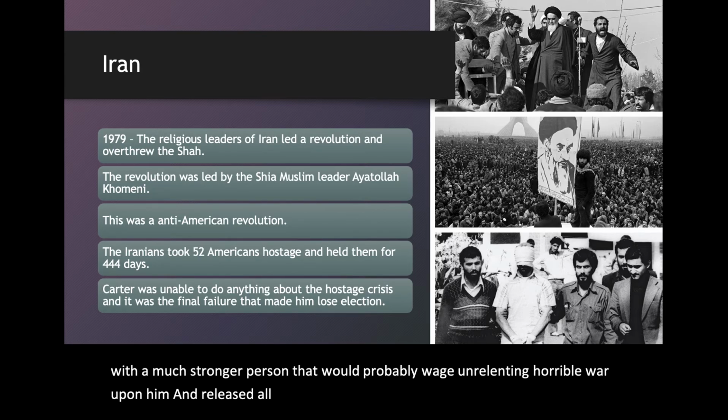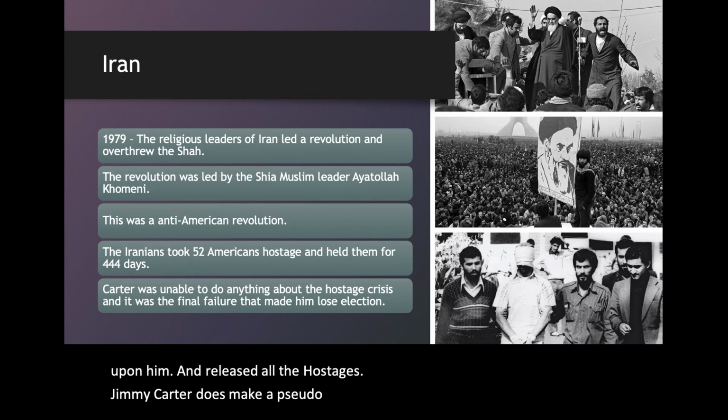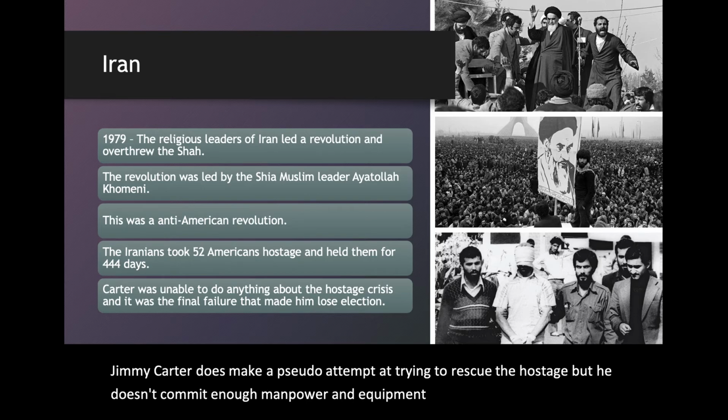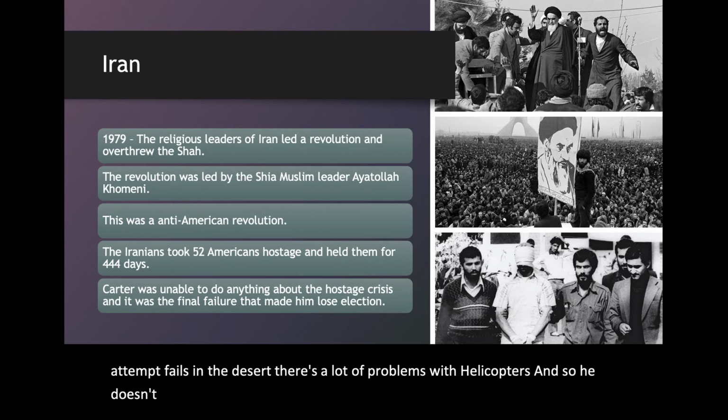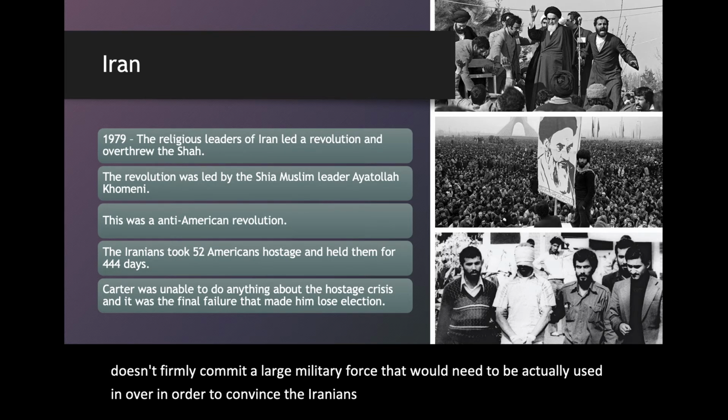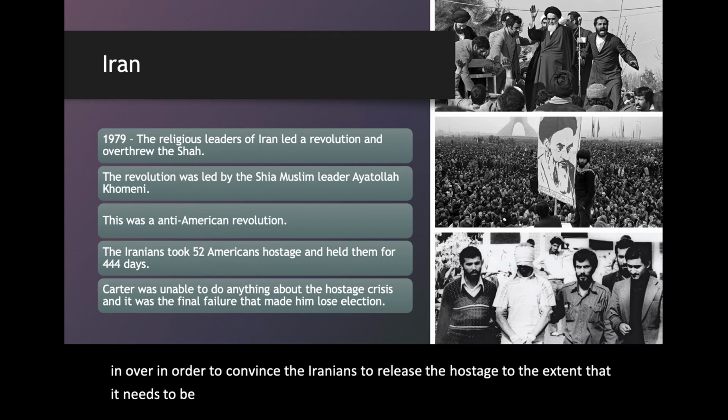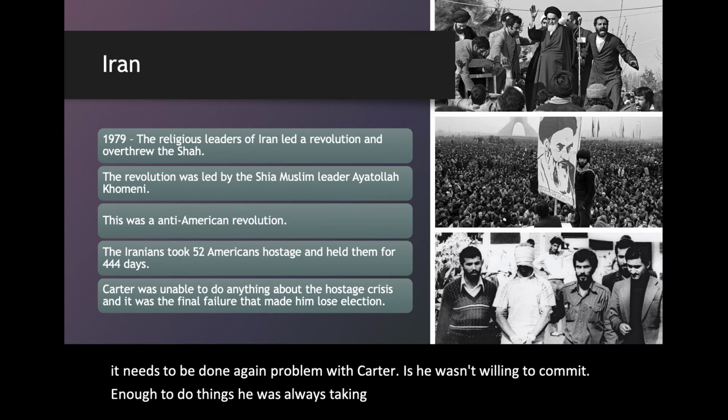Jimmy Carter does make a pseudo attempt at trying to rescue the hostages, but he doesn't commit enough manpower and equipment to it. And the rescue attempt fails in the desert. There's a lot of problems with the helicopters, and so he doesn't firmly commit a large military force that would need to be actually used in order to convince the Iranians to release the hostages to the extent that it needed to be done. Again, problem with Carter is he wasn't willing to commit enough to do things. He was always taking half measures. It's one of his problems that he has.